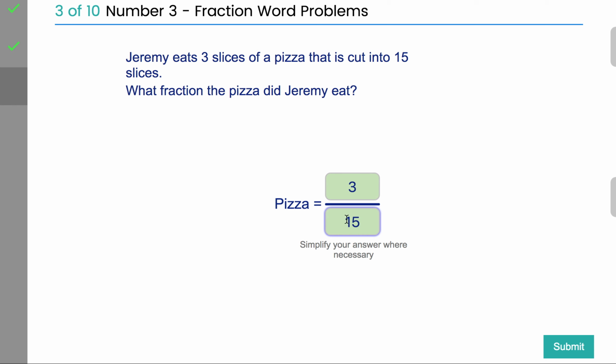Is there a times table that we can divide 3 and 15 by? The 3 times table. 1 3 is 3, and 5 3s are 15. 1/5 is the simple fraction.